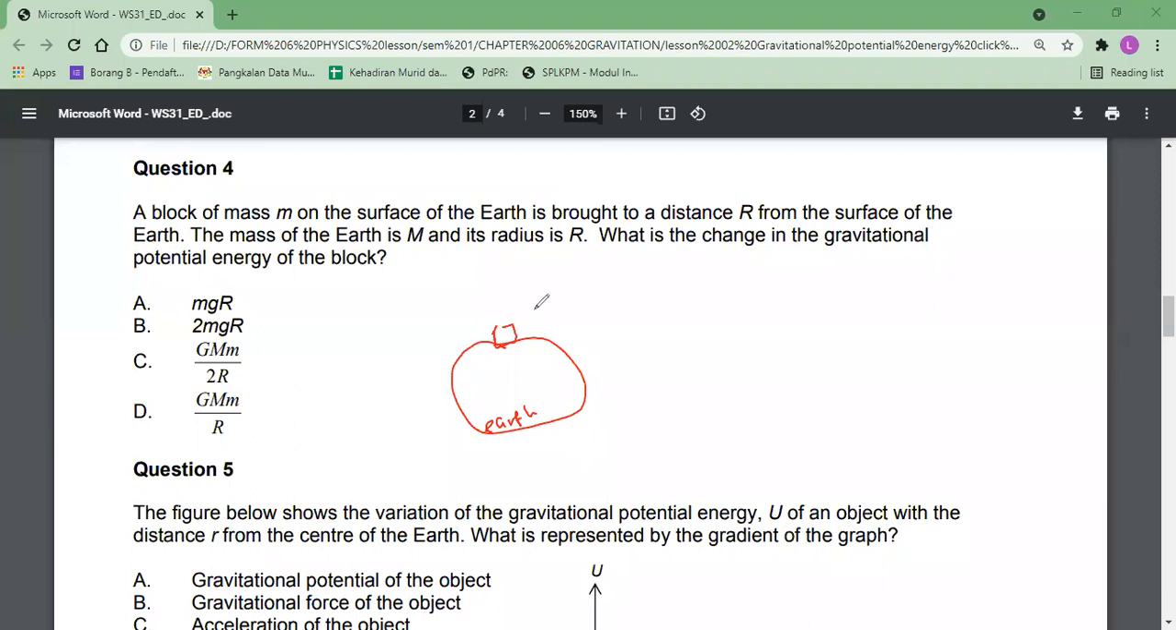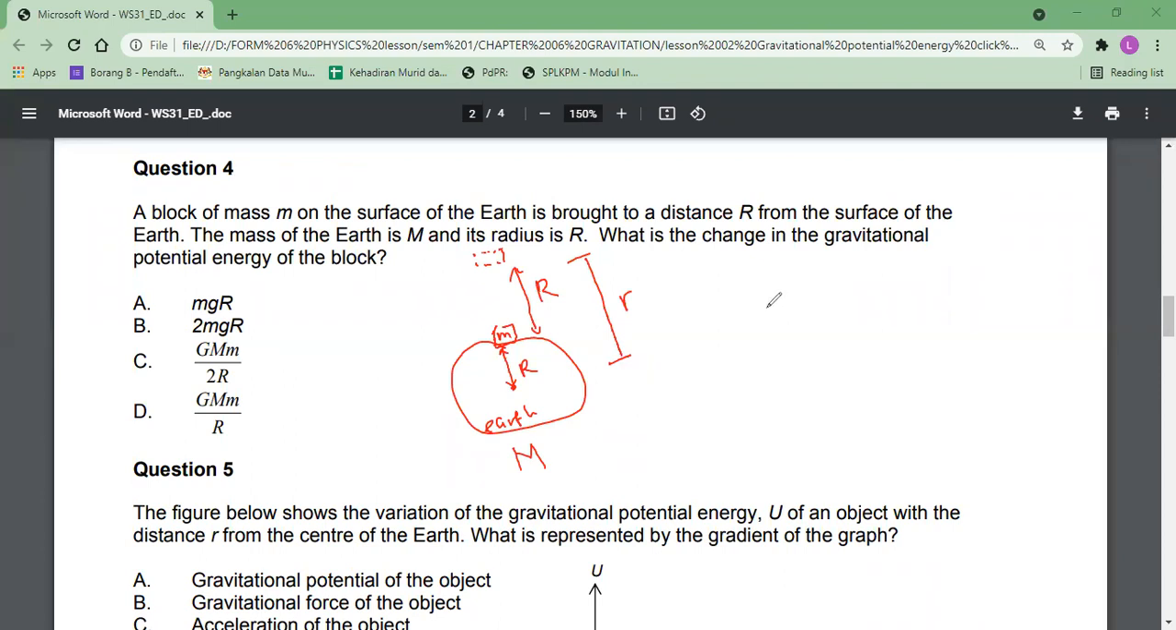Okay, so that means this object with mass m is brought to a height of r. The Earth with the mass of capital M and the radius of the Earth is also r, right? So from here, what will be the total distance? So the total distance will be r, correct? So that means, what is the change in the gravitational potential energy?